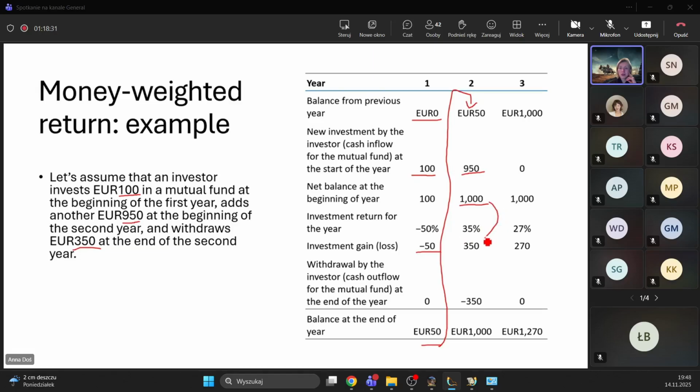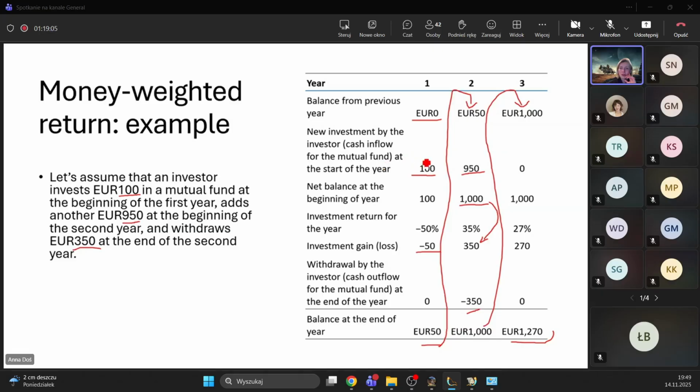So having 1,000 euro allows the investor to earn 350. And at the end of the year, the investor withdraws 350 euro. So next year, the investor starts having 1,000 euro, holds this 1,000 euro, the return is positive, 27%, so the investor earns 270 euro, and in the end, the value of the investment is 1,170. The investor can liquidate the asset.